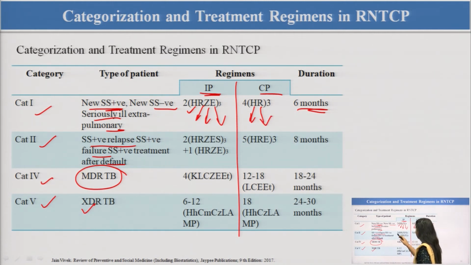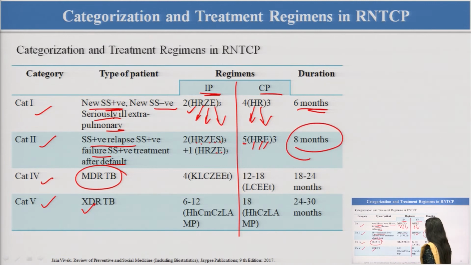Then we will see category 2. In category 2 we give for 2 months isoniazid, rifampicin, pyrazinamide, ethambutol and streptomycin, and after that for 1 month we exclude the streptomycin, so isoniazid, rifampicin, pyrazinamide and ethambutol. After the completion of these 3 months, we give 5 months of therapy of isoniazid, rifampicin and ethambutol, which is a total of 8 months. Then for category 4, we give for 4 months kanamycin, levofloxacin, cycloserine, pyrazinamide, ethambutol and ethionamide.